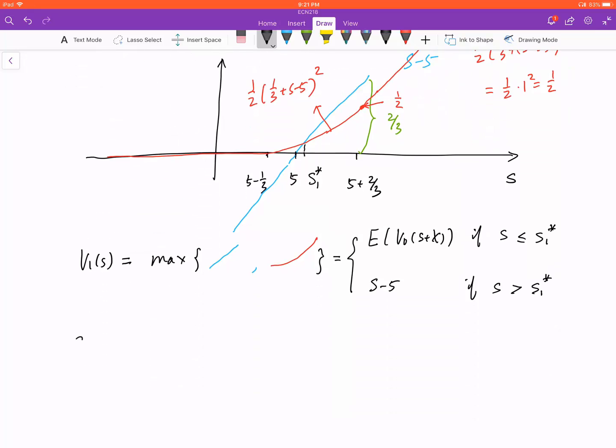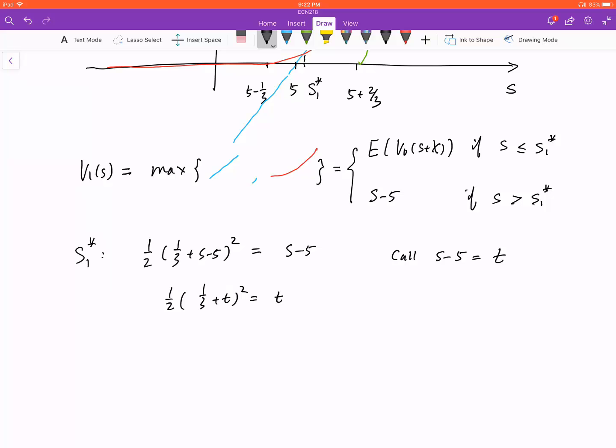And how to find S1 star? S1 star is the intersection of these two lines. So we just set these two things to be equal. 1/2 of 1/3 plus S minus 5 squared is equal to the other line, which is exactly S minus 5. So that's what we have. And based on our experience, we can call S minus 5 another variable. Let's call it t. So we are solving this one: 1/2 of 1/3 plus t squared is equal to t. And that shouldn't be too bad to solve. Then we have 1/3 plus t squared is equal to 2t, right?